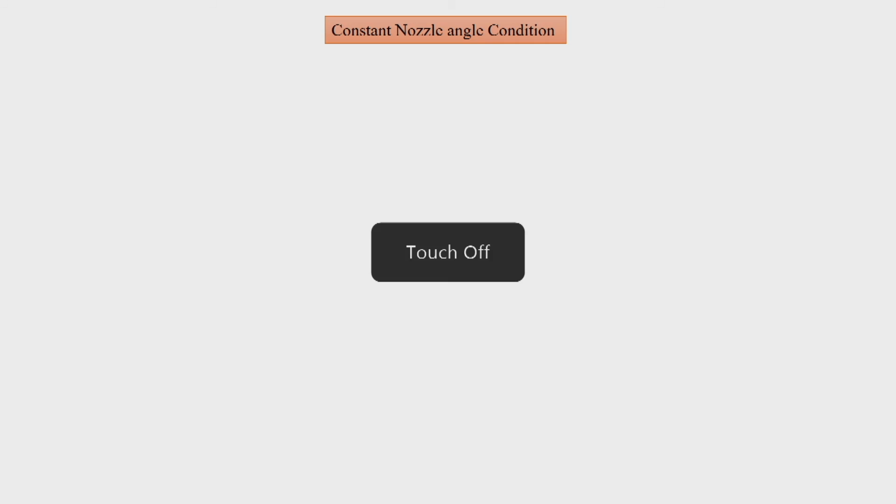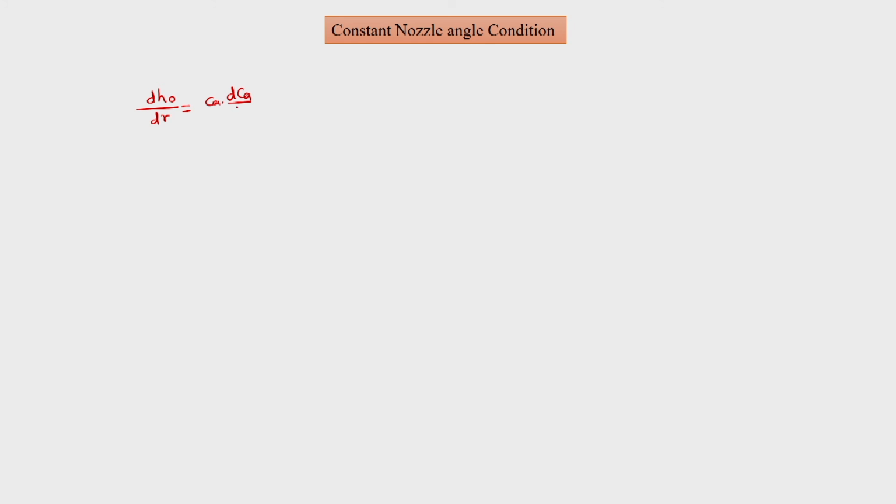one more condition for which axial turbines are generally designed. It is called constant nozzle angle. We had seen in last class that there is an expression which says that dH0 by dr is equal to Ca dCa by dr plus Cw dCw by dr plus Cw upon r square plus Cw square upon r. So this is the expression we had seen.